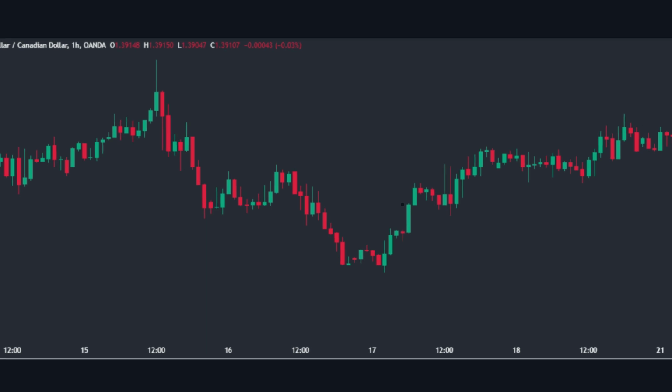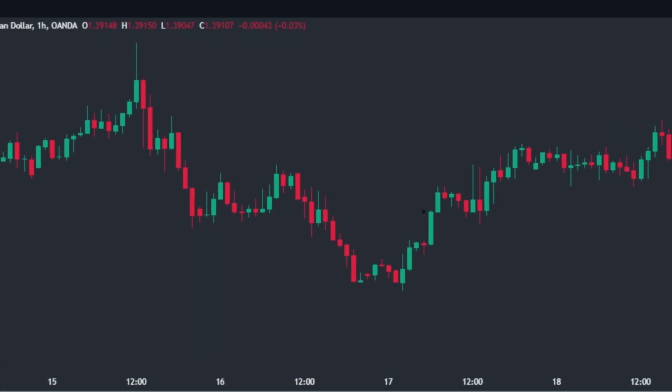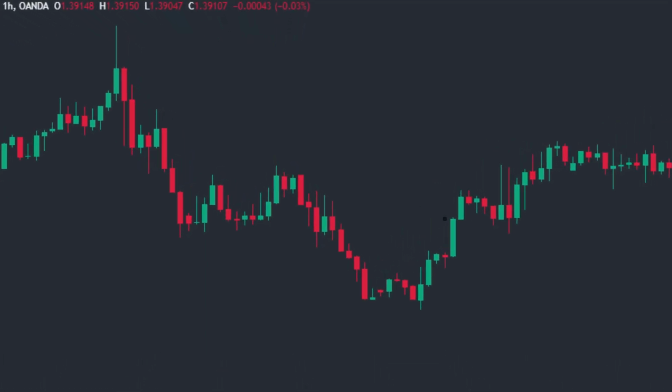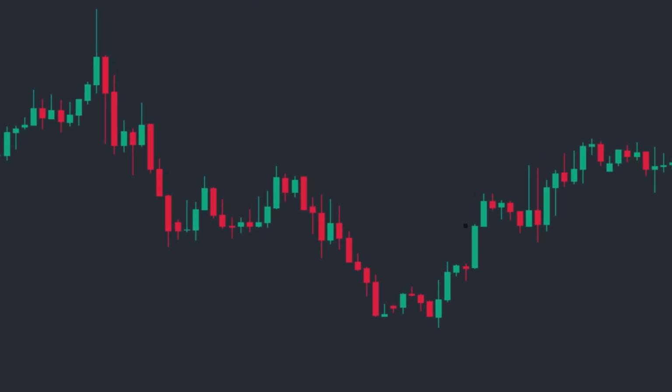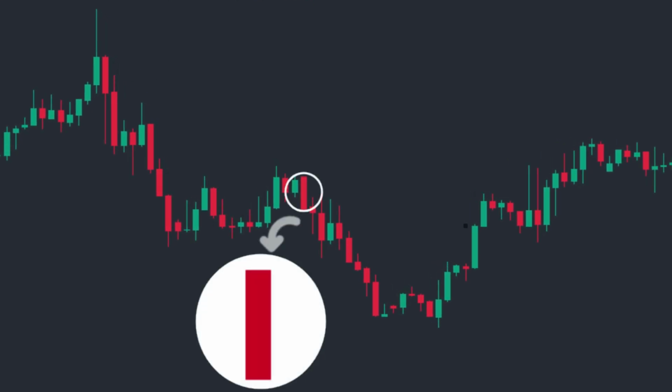Example. This daily chart of the USD CAD pair offers a clear example of a bearish marubozu pattern. When this pattern emerges during a downtrend, it highlights strong selling pressure, signaling that further declines in the asset's price are likely. As evident, the downtrend persisted following the formation of the bearish marubozu candlestick.